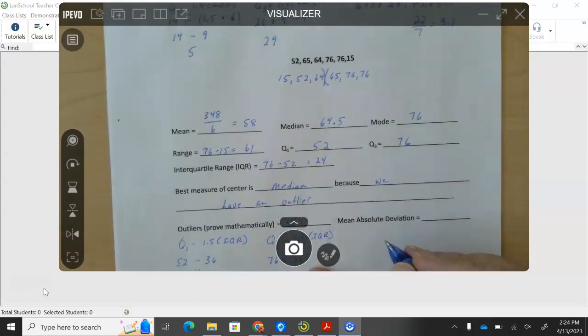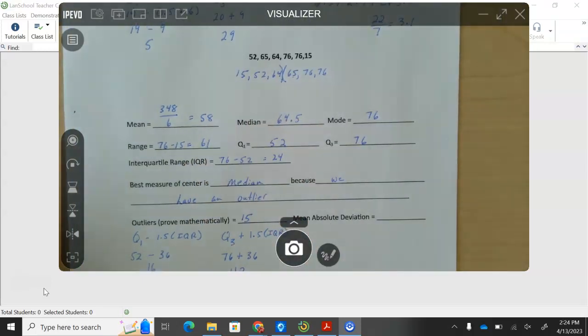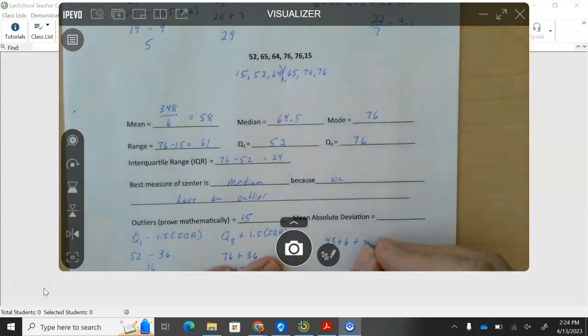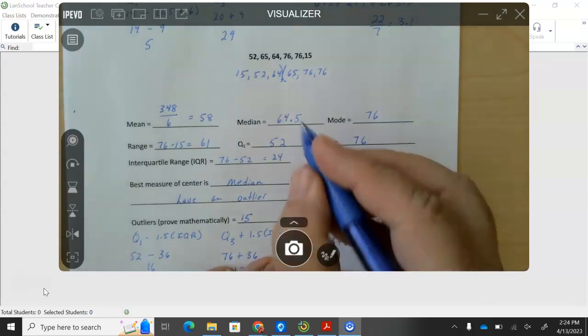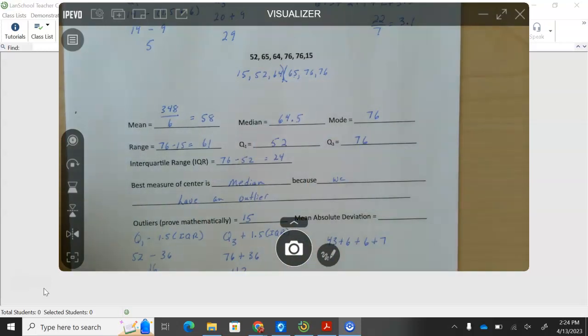Okay, last is our mean absolute deviation. So we want the difference all of these are from 58. So if I do 58 minus 15, I know the first one's 43 away, plus 52 to 58, 6. 64 to 58, also 6. 65 and 58 is 7. 58 and 76, 18. And then 76 minus 58, another 18.